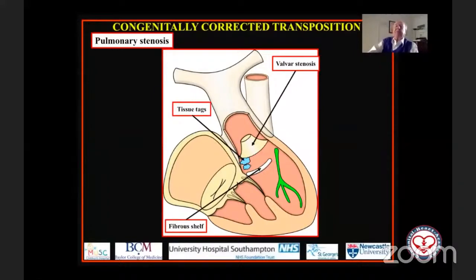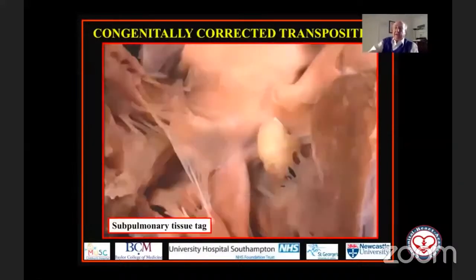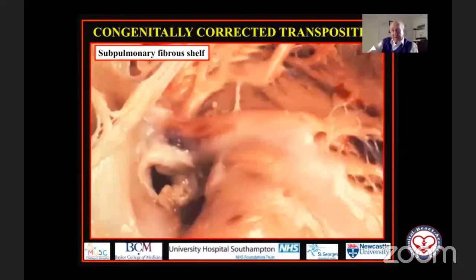But one of the features we see in congenitally corrected transposition is tissue tags. And here's a very nice picture of such a tissue tag that is blowing into the subpulmonary outflow from the high pressure morphologically right ventricle. There it is. It's producing subpulmonary stenosis. On occasion, cardiac surgeons have unwrapped these tissue tags and have used them to close, as would be the case in this instance, the coexisting ventricular septal defect.